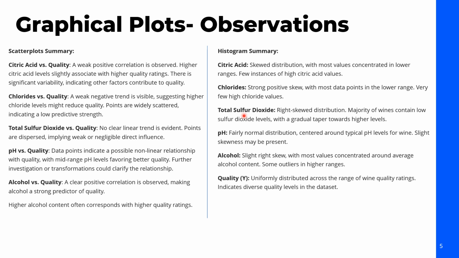For total sulfur dioxide, there's a right skewed distribution, and the majority of the wines contain lower sulfur dioxide levels with a gradual taper towards the higher levels. For pH, it's a fairly normal distribution centered around the typical pH level for wine, with slight skewness. In alcohol, similarly, there is a slight right skew with most values concentrated around the average alcohol content. There are some outliers in the higher ranges as well.